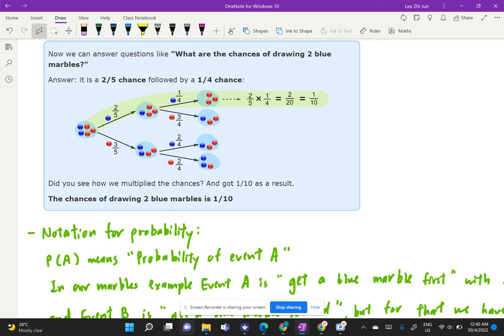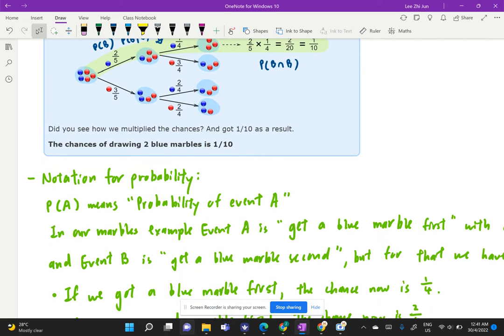In this case, let me introduce the notation of probability. How should I write it? In this case, I use this notation: P(B|A), P, B, straight line, A. Let's see how it works.